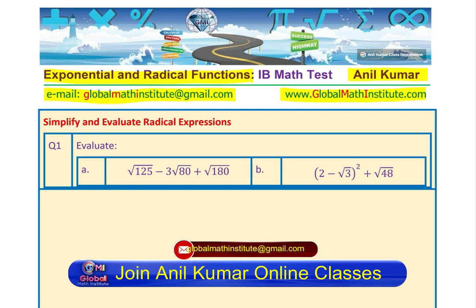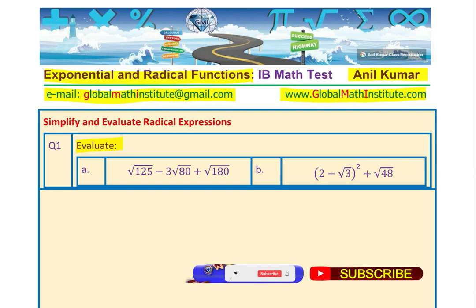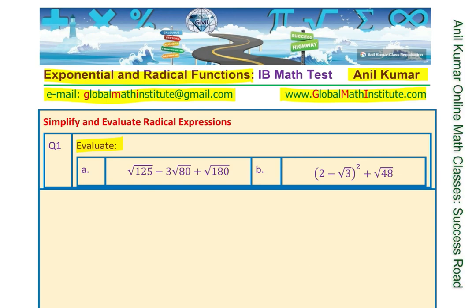To begin with, we just need to evaluate these expressions here. A is square root of 125 minus 3 square root of 80 plus square root of 180, and B is (2 minus square root of 3) whole squared plus square root of 48. You can always pause the video and answer this particular question.